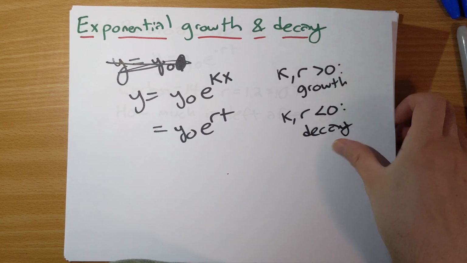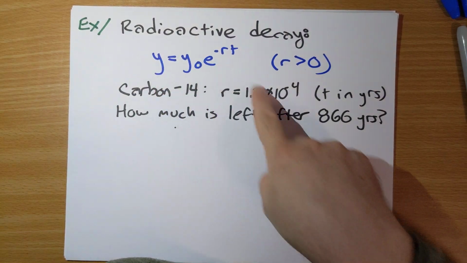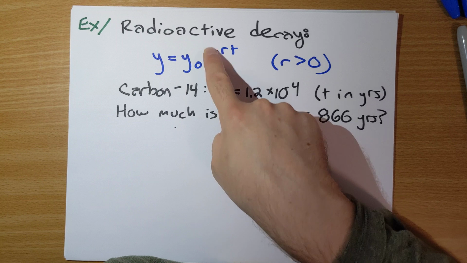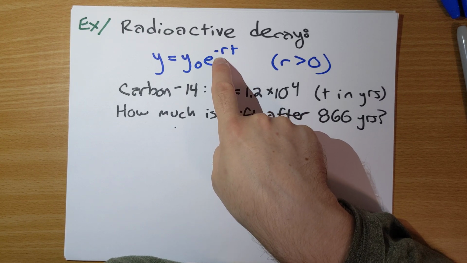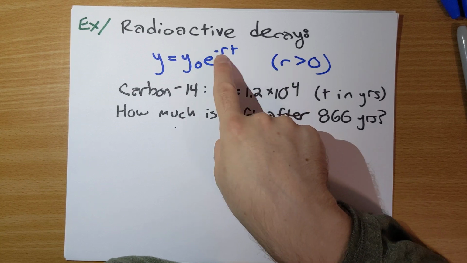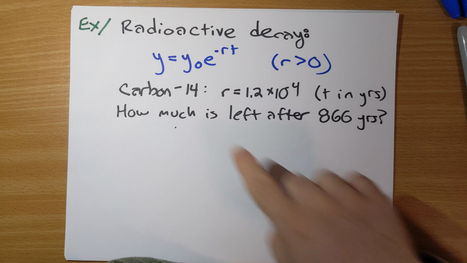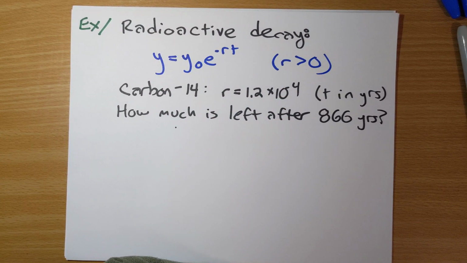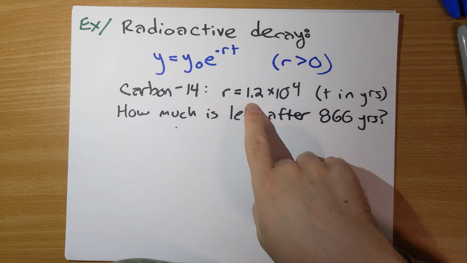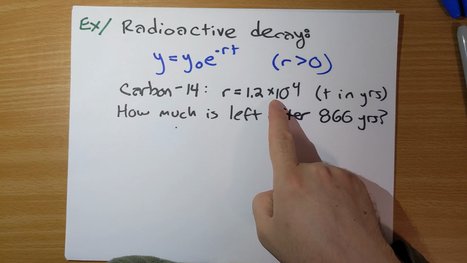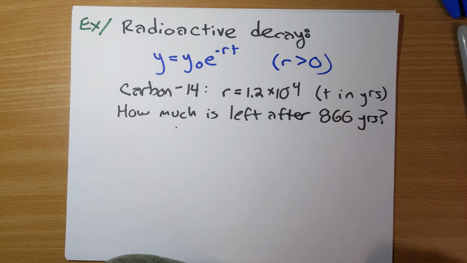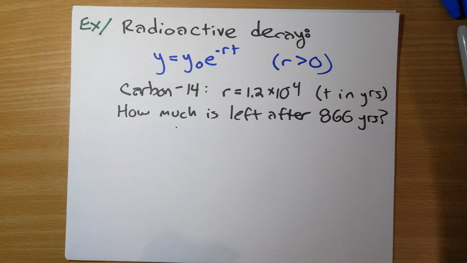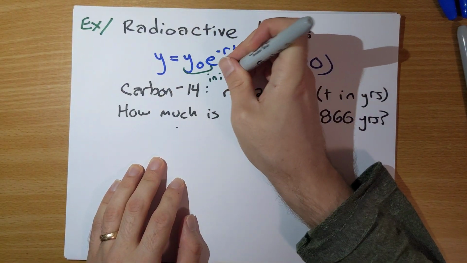And so let's do an example of each of these. So radioactive decay, here I've explicitly made the constant r negative, by saying r is positive and putting a negative sign on here. For radioactive decay, carbon-14 is a radioactive isotope that is often used to attempt to date how old certain objects are. So in this case, r is 1.2 times 10 to the negative fourth when t is measured in years. How much is left after 866 years? Here, y naught is the initial amount.